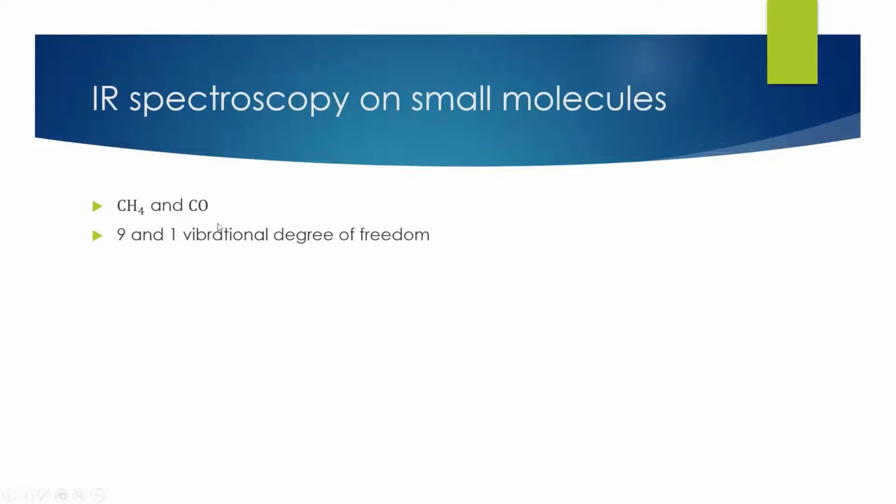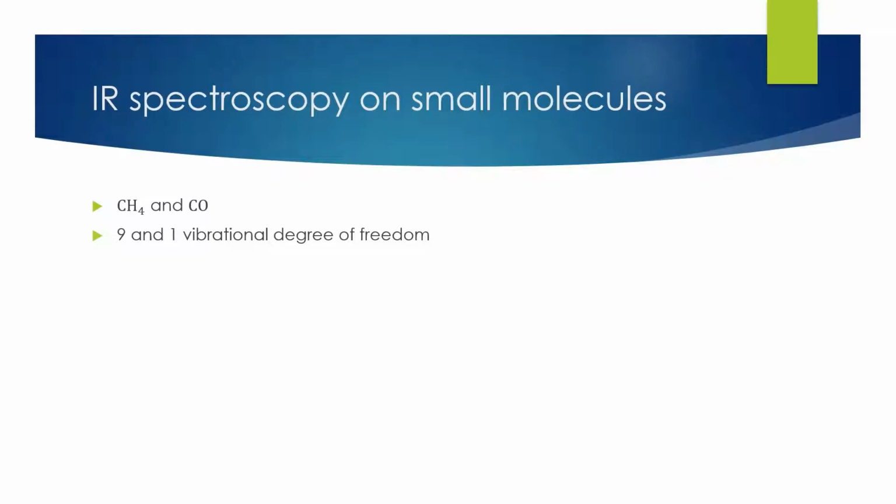So carbon monoxide has 6 degrees of freedom and methane has 15 degrees of freedom. Now, if we want to think specifically about vibrational degrees of freedom, essentially our vibrational degrees of freedom are everything that is not a rotation or a translation. So molecules can translate in 3 dimensions, and nonlinear molecules can rotate in 3 dimensions, whereas linear molecules can rotate in 2 dimensions.